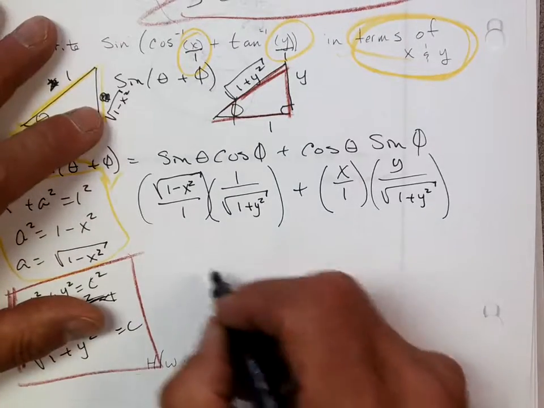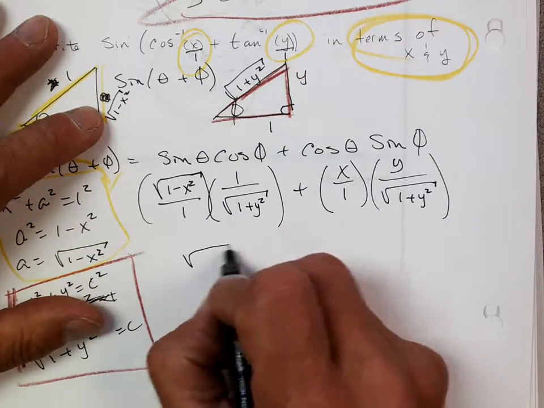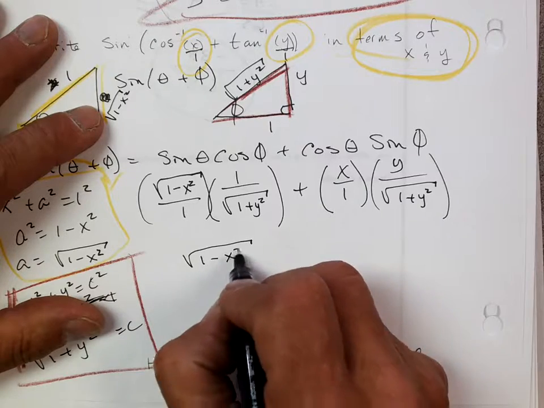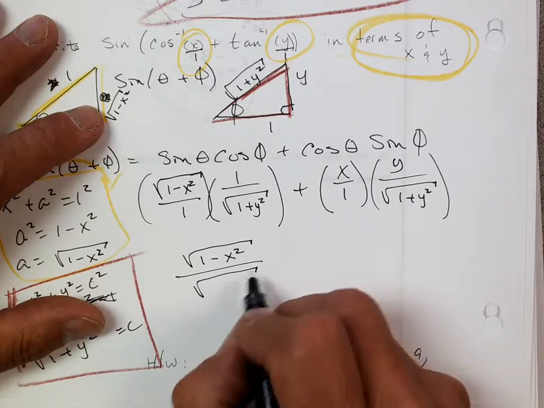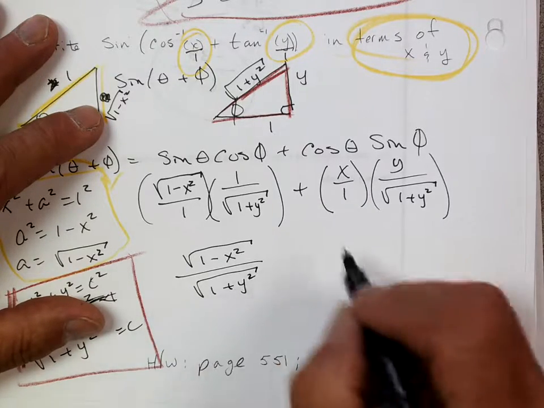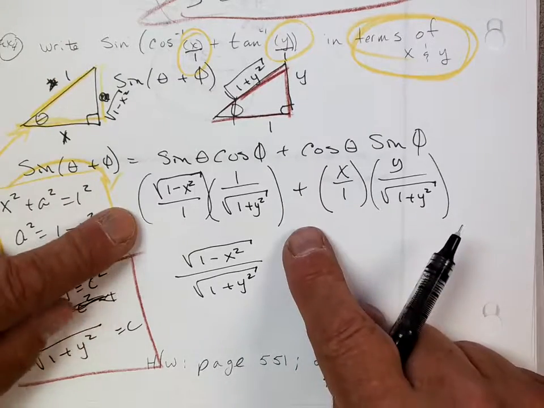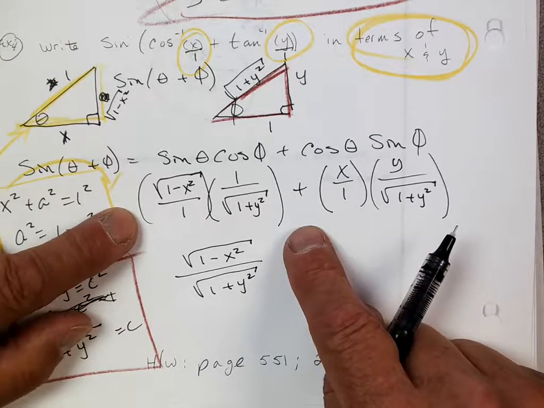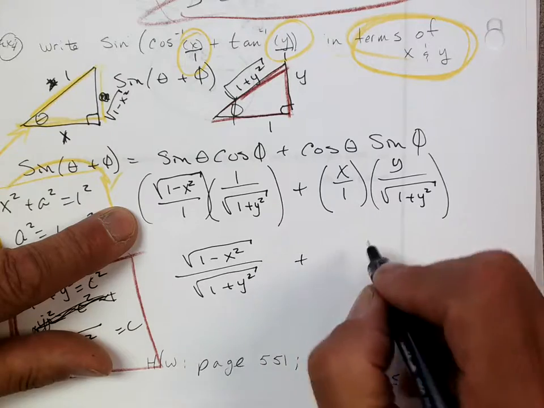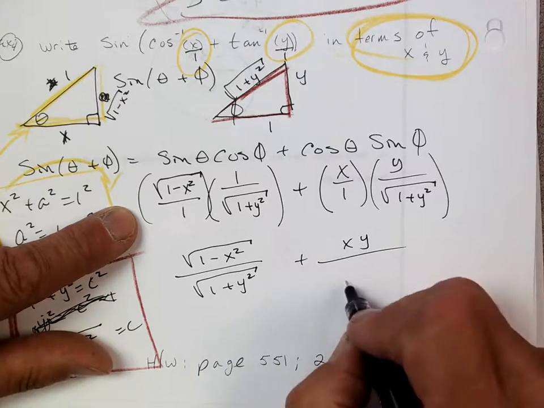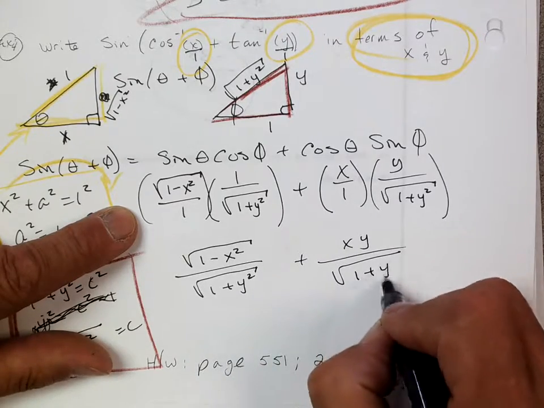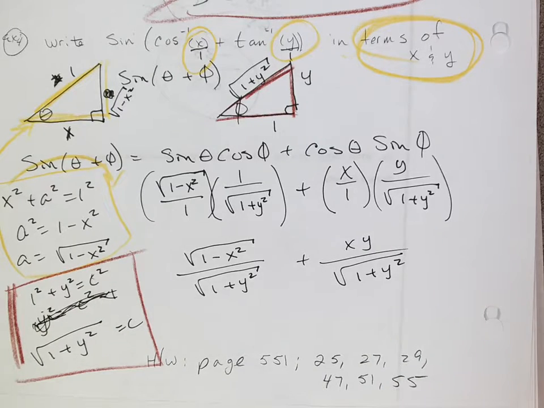So if I tidy it up, I'm going to go square root of 1 minus x squared over the square root of 1 plus y squared. Okay. See what I did? Just multiplied by 1, right? I don't need the 1s. Plus xy over the square root of 1 plus y squared. Okay, how am I doing?